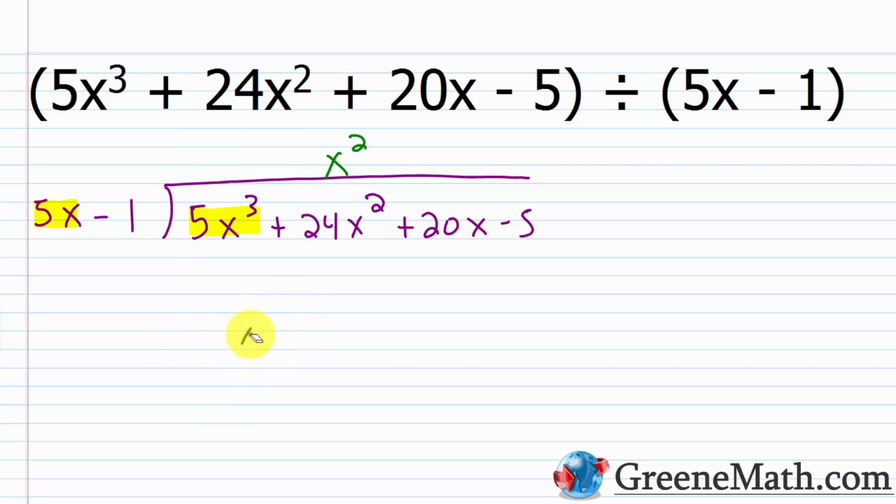All right, so now the next step is to multiply. I'm going to multiply by this term and this term. So x squared is going to multiply 5x and also negative 1. So x squared times 5x is 5x cubed. X squared times negative 1 is going to be minus x squared.